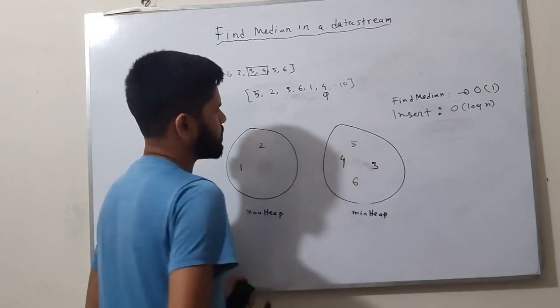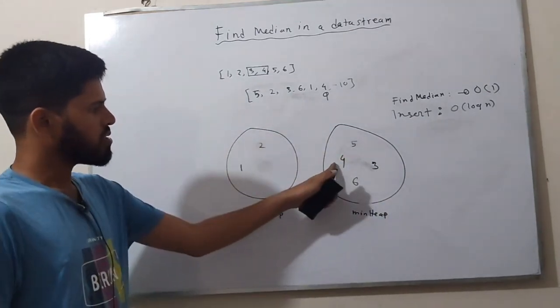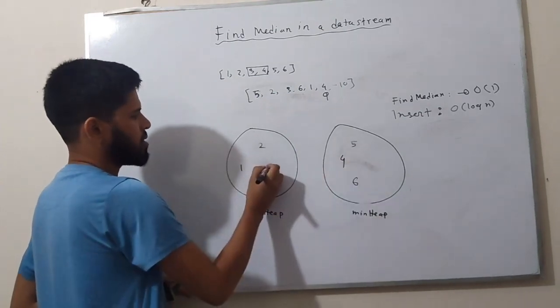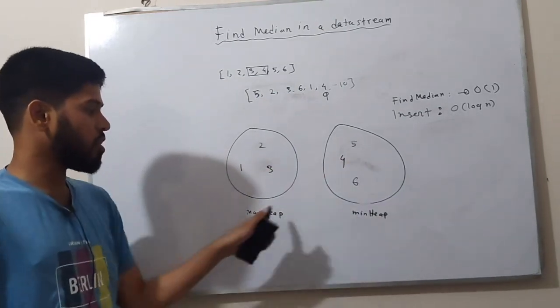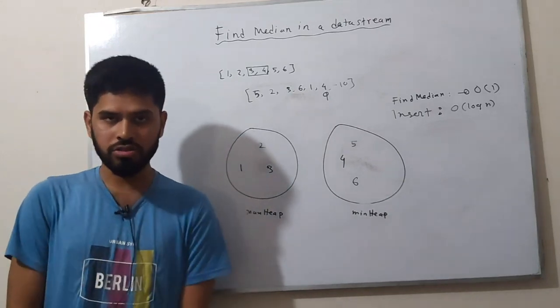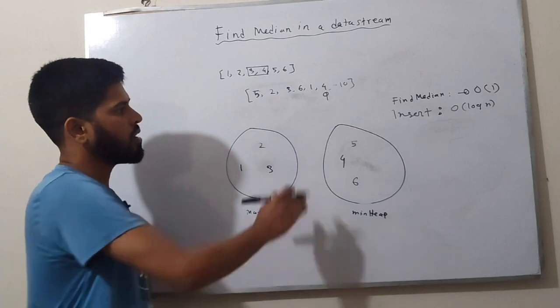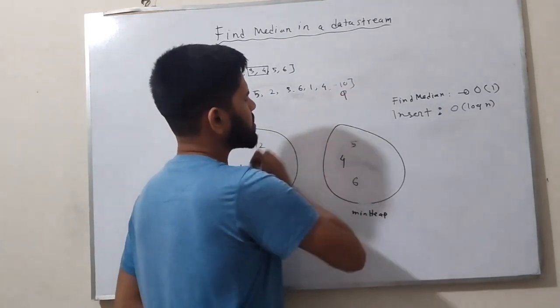4, let's insert here. Now we see the minimum here is 3. Let's remove it, let's put it back here. Size is the same. Size of min heap is not less than max heap. So we will not remove from here and we will not put it back there. Okay? Let's move forward. This is our last element.